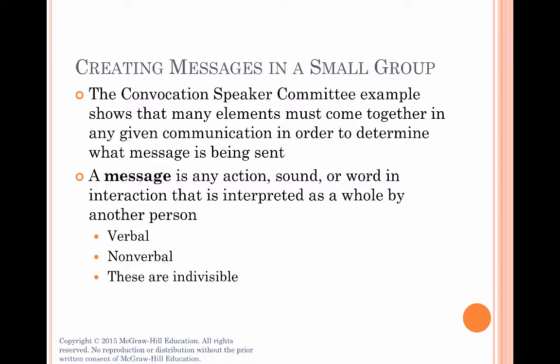A message consists of the verbal, language portion, and the nonverbal portion, which refers to everything else you do along with saying the words. These two things are indivisible. That means they work in combination to fully create a message. Even though they work together, we can look at them separately. Let's start by looking at the verbal aspects of group communication.